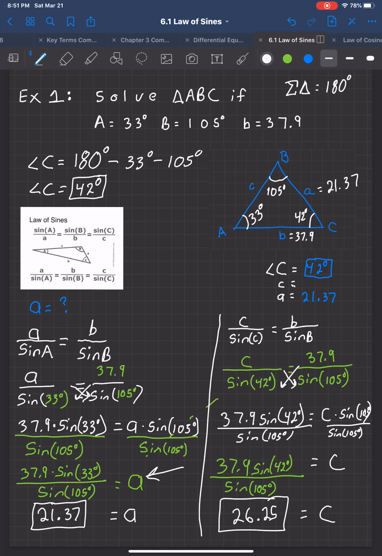So little c in this case is roughly equal to 26.25, and now you have solved the triangle. You have all the information. So not bad, right? Not bad.